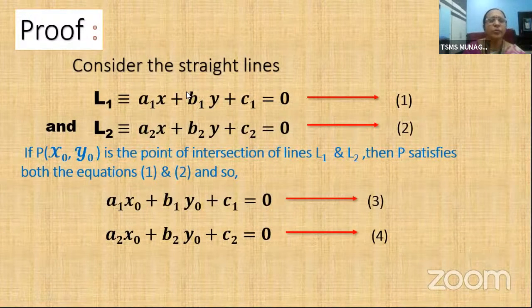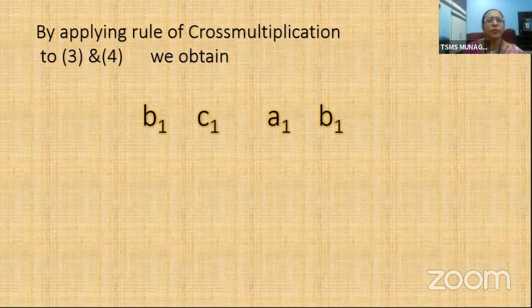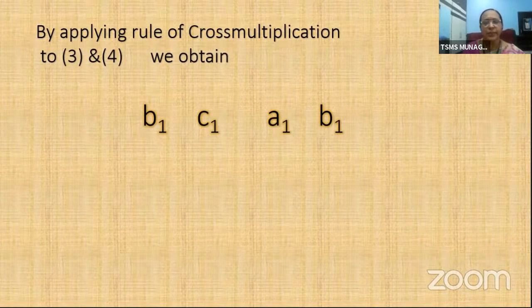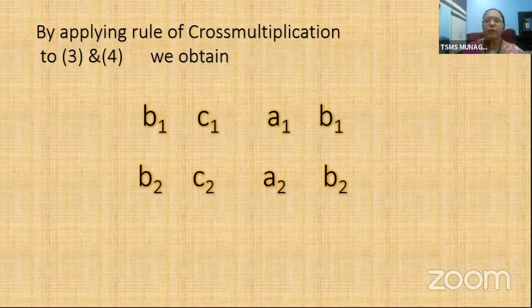Now what I'm going to do is start with this b1, then go with c1, then a1, and again repeat b1. So we start with the coefficient of y, constant, x, and again y. Repeat the process for the second line also. Now, how are we going to use this cross multiplication? This is how we are going to use it.